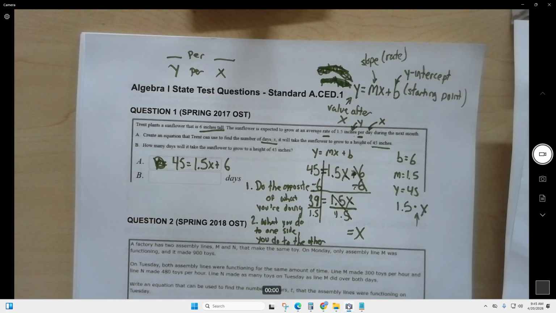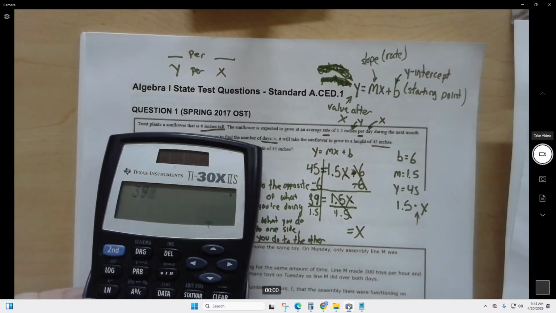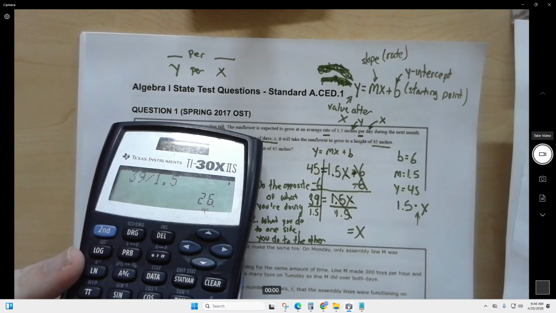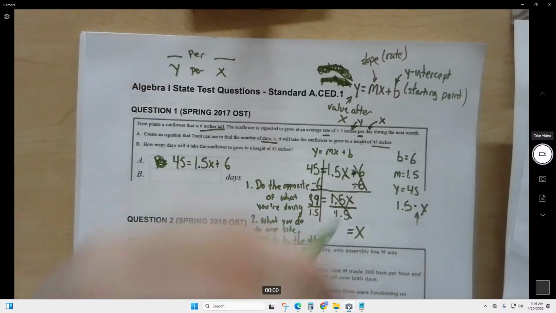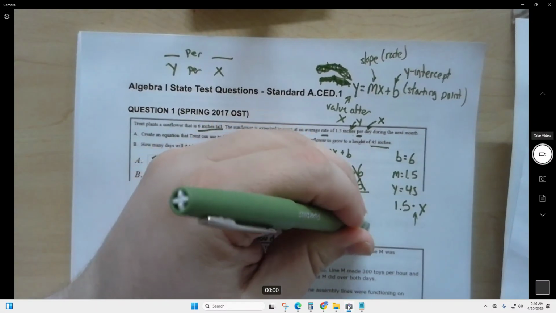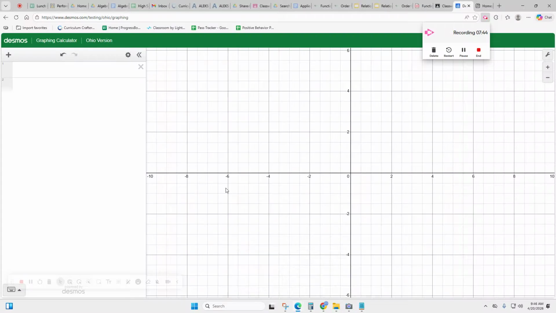All right, we're back. So we could do 39 divided by 1.5, and that equals 26. Or, if you don't want to use that calculator, you could even use Desmos to act as the calculator. 39, and then hit slash next to your shift key to make division, divided by 1.5 is 26.